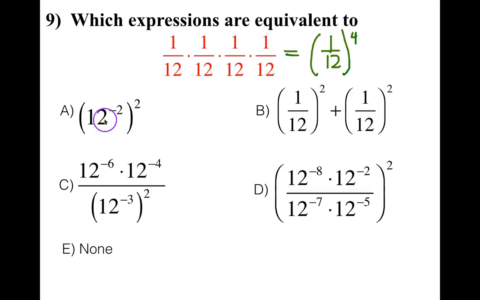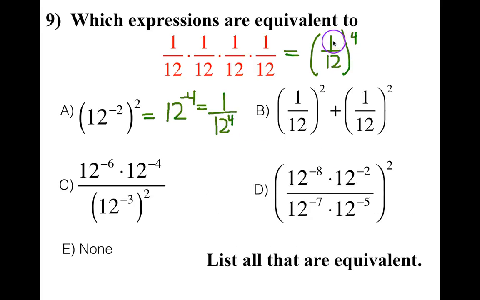So for A, I can go ahead and rewrite this as 12 to the negative 4th, since negative 2 times 2 is negative 4, which can be rewritten as 1 over 12 to the 4th. Now this is equivalent to the given expression. Why? Because if you wrote this out, 1 times 1 times 1 times 1 is 1, and this 12 written 4 times can be expressed as such. So A is definitely equivalent.